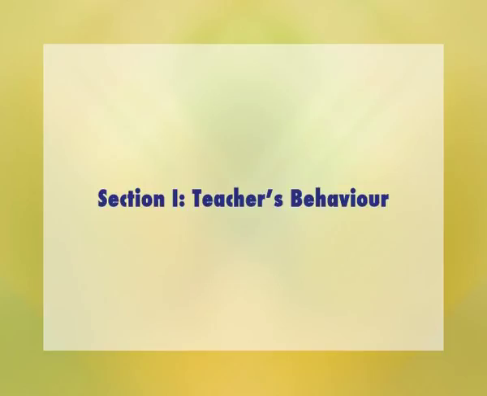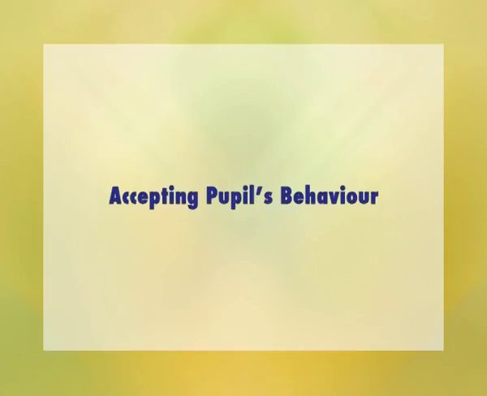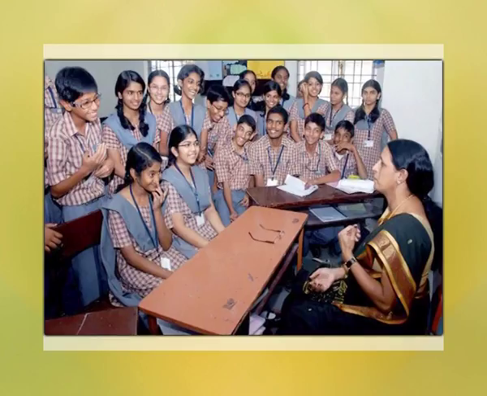Dear students, let us now discuss all the 3 sections one by one. Section 1 means teacher's behavior. In teacher's behavior, as already mentioned, there are indirect influence and direct influence. Indirect influence: the first 4 categories are related to indirect talk of the teacher. They are, 1, accepting pupils' feelings. Here, the teacher recognizes and accepts the feelings of pupils. He also directs these feelings in a manner conducive to learning.